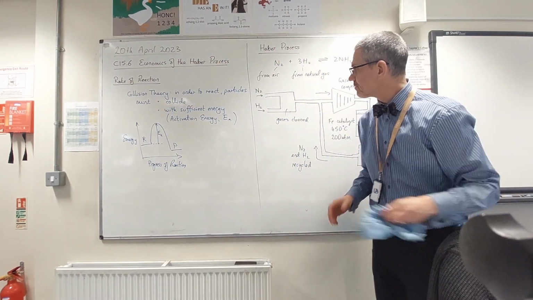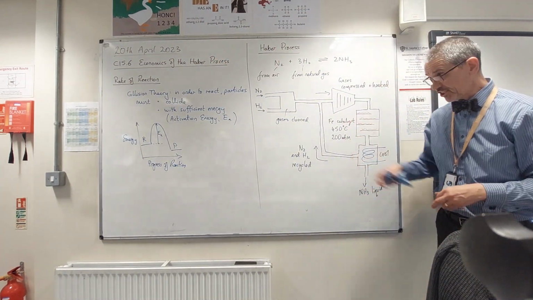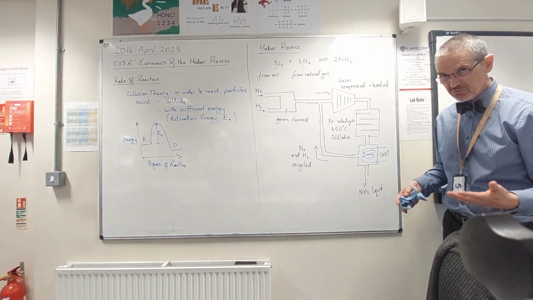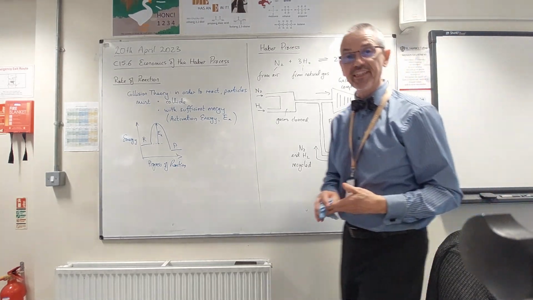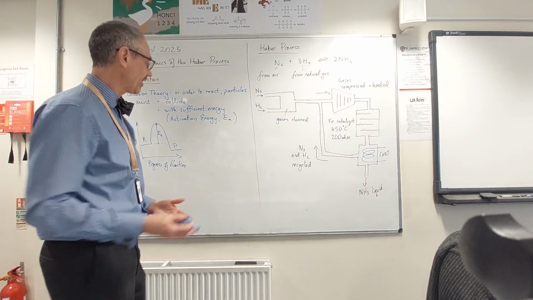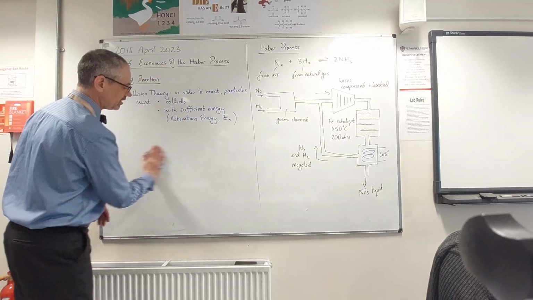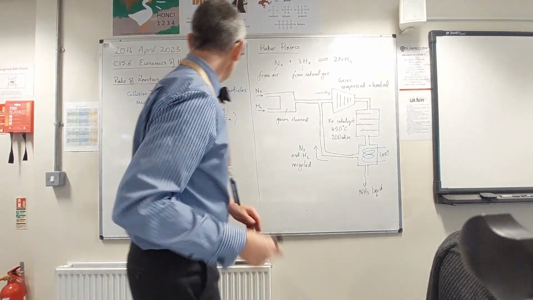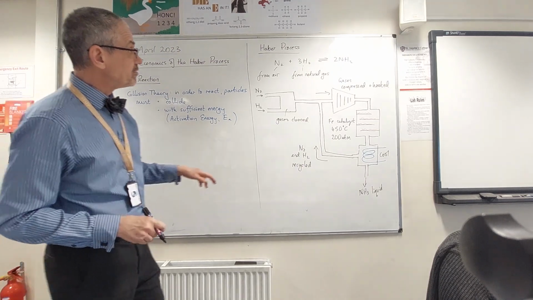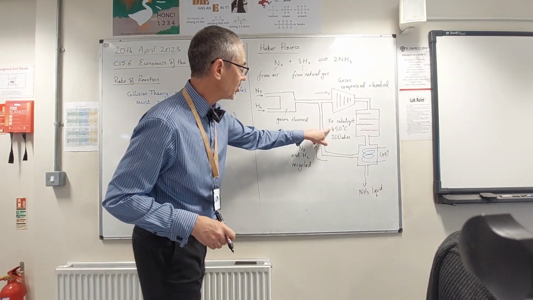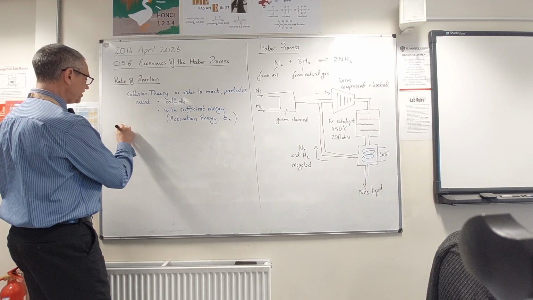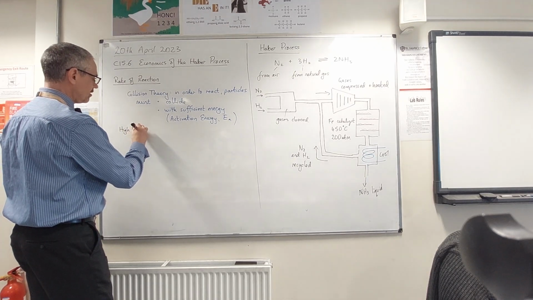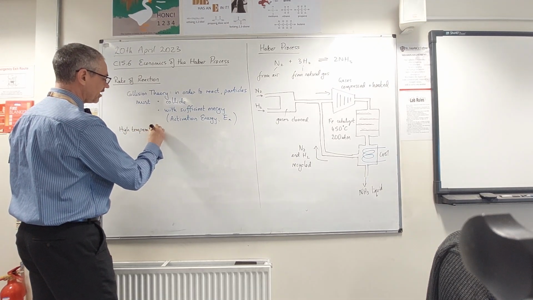So why are these conditions used in terms of rate? What is it about these conditions which make the rate of reaction fast? Well, first of all, we'll actually start with the temperature. We've got a high temperature. 450 degrees is pretty high.